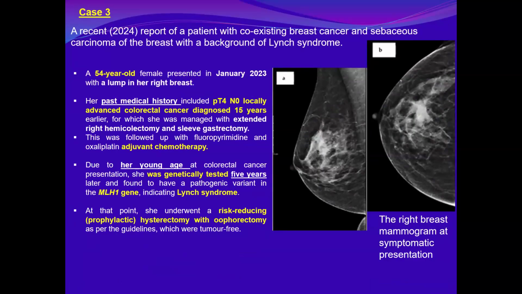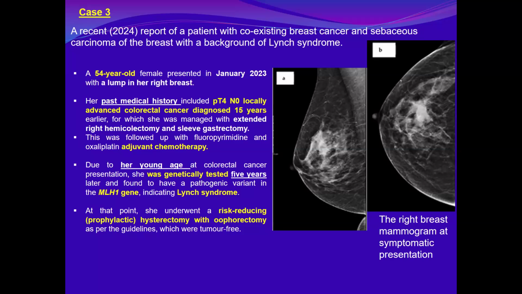Okay, the third case, recently published last year. A patient with coexisting breast cancer and sebaceous carcinoma of the breast with a background of Lynch syndrome.